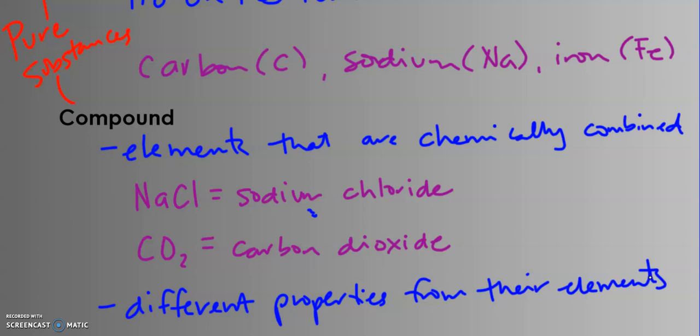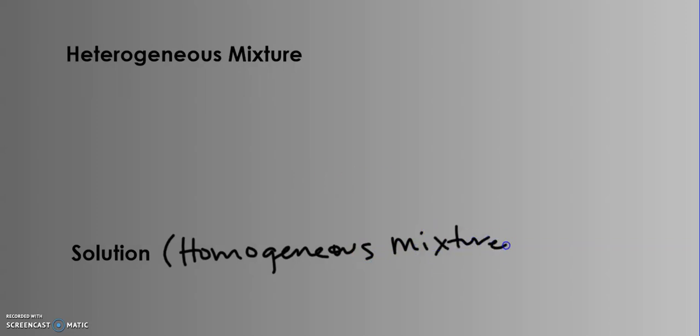So the next two go together in that they are not pure substances. These are mixtures, and they're both mixtures. We can have a heterogeneous mixture, which we just call a heterogeneous mixture. Sometimes we just call it a mixture, or a solution, which is also sometimes called a homogeneous mixture. So these are mixtures where you're going to have elements and compounds that are mixed together. They're not chemically combined like a compound, but they're all kind of in the same area.